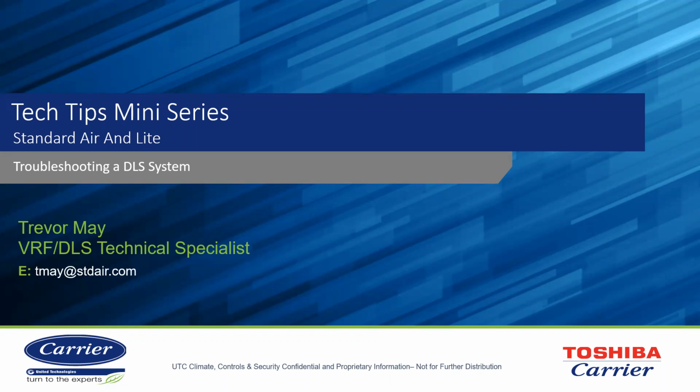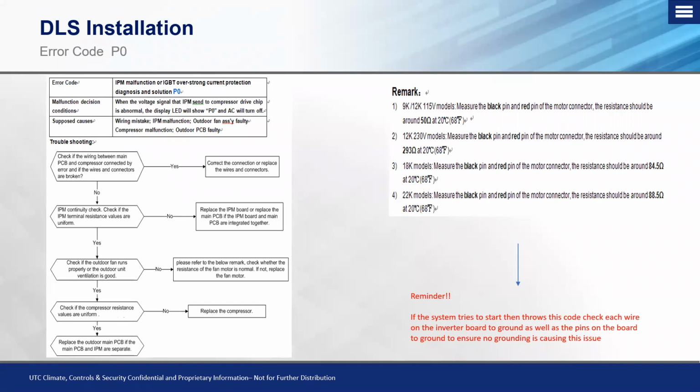On this Tech Tip mini-series, we are going to focus on the P0 error code. Now, when we say the P0 error code, we're referencing troubleshooting that from our indoor unit. So with the P0 code on there, the P0 code is in reference to an IPM or IGBT.